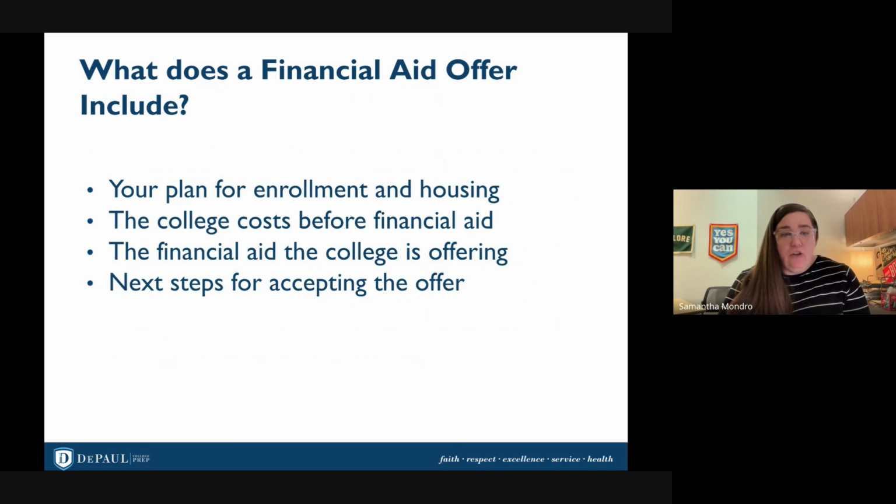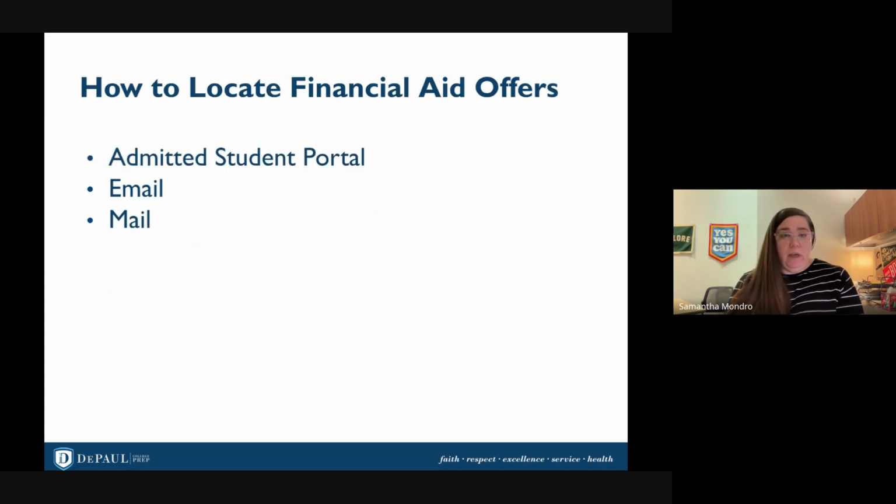Your financial aid offer is going to include information about the school. So, one, it's going to talk about your plan for enrollment, as well as your housing option, whether you'll be on campus or off campus. It's going to include the college cost before the financial aid, like tuition, fees, room and board, what that would cost. It will also show you the financial aid that the college is offering, and then it'll also include next steps of how you actually accept this financial aid offer and enroll at the school.